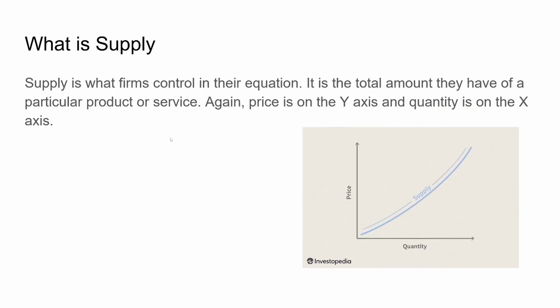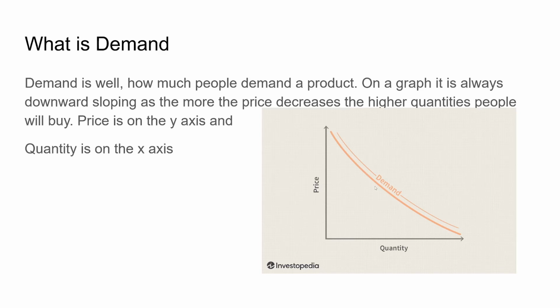Supply is firms giving their product onto the market. So as price increases, quantity increases, because as price increases, firms want to make more of that product because they realize, oh, it's being sold. So they start making more quantity. Again, price is on the y-axis, quantity is on the x-axis. It's a positive relationship, whereas demand is a negative relationship.